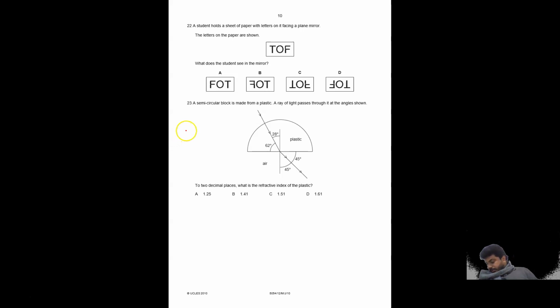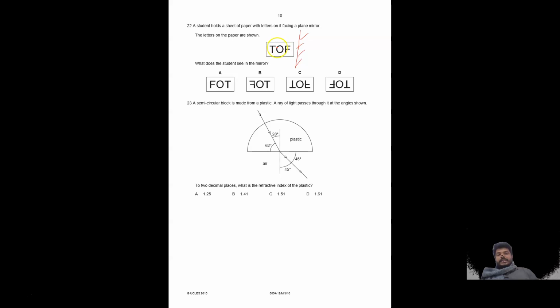And question number 22. Here, a student holds a sheet of paper with letters on it facing a plane mirror. Facing a plane mirror means here, and this is important, that the paper is facing the mirror.